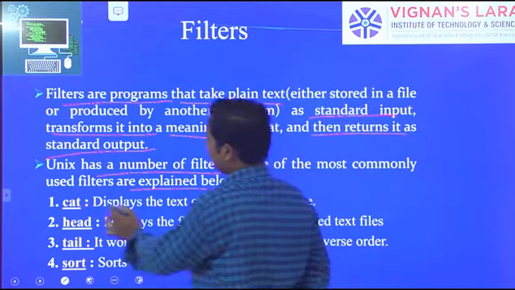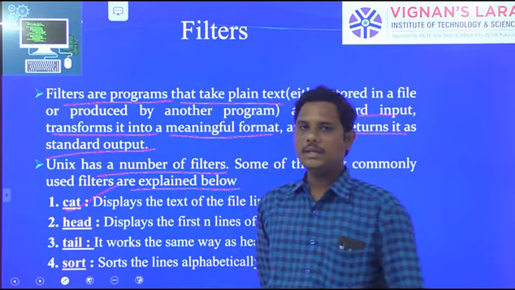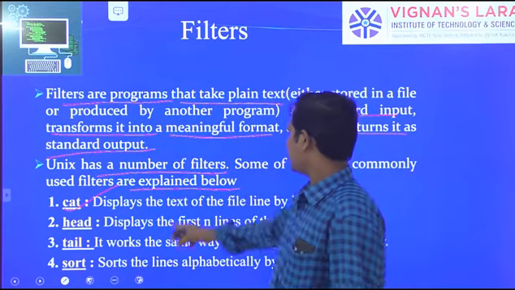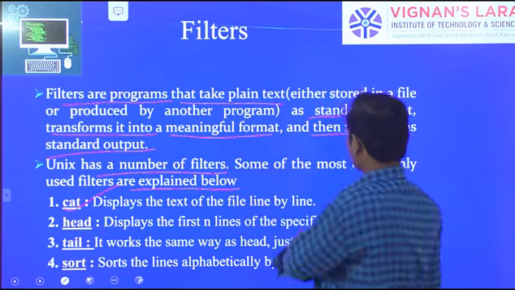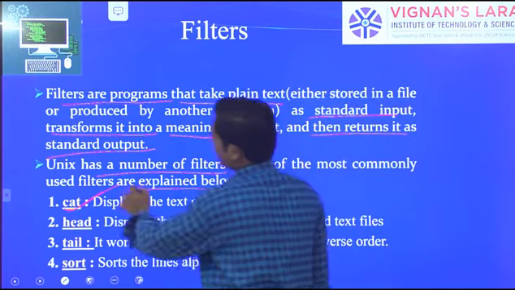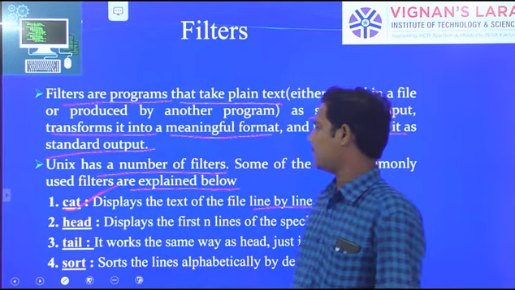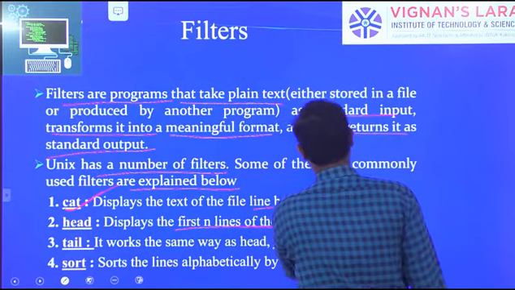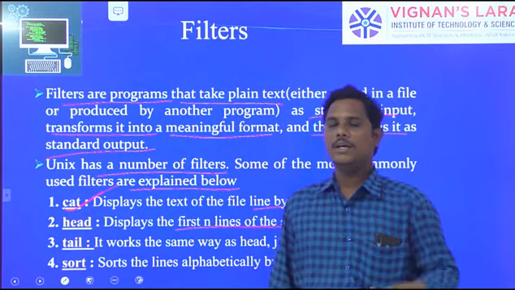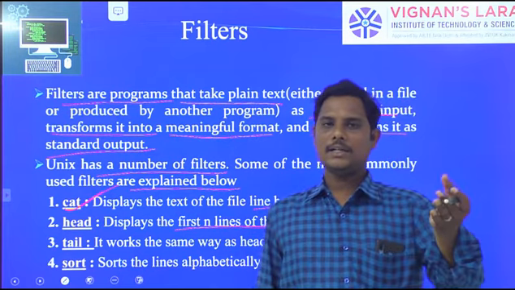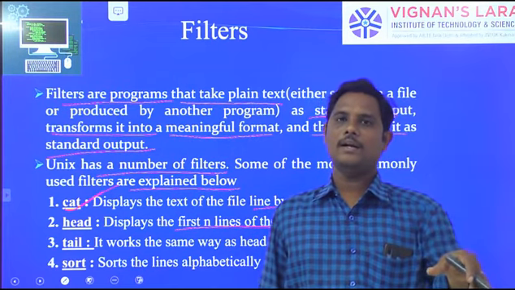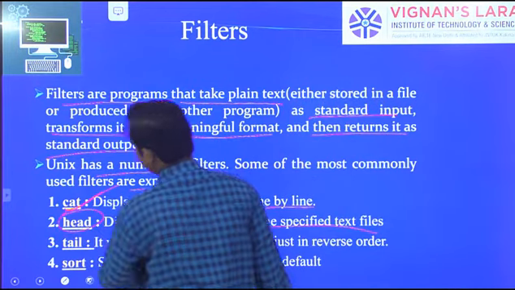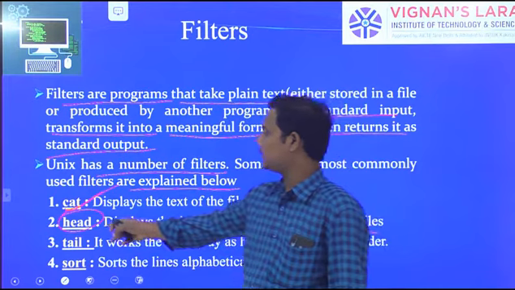For example, the cat command creates a file. After you create a file, you give the input and it displays the output. It displays the text of the file line by line. The cat command is also called a filter command. Next, the head command displays the first lines of a specific text file. If you give a particular text file, the first 4 or 5 lines are displayed using the head command.